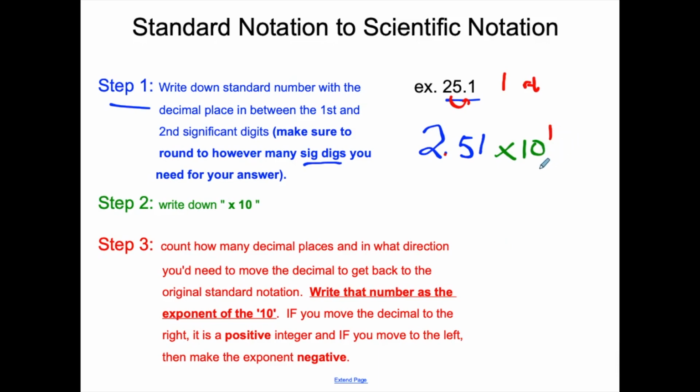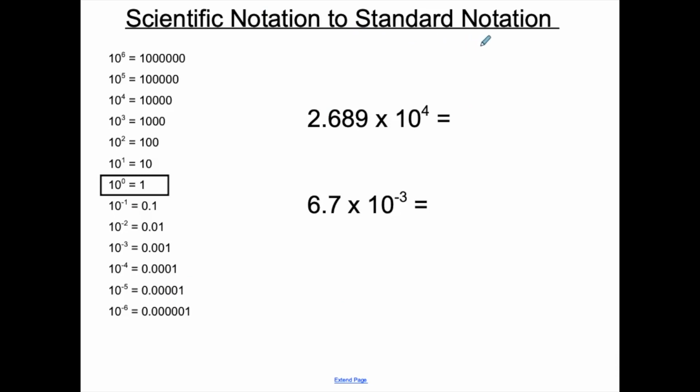It's already assumed positive. If you move the decimal to the left to get back to an original number, which we didn't do here, then it would be a negative integer, or a negative exponent. Okay, so this is actually the completed product here. 2.5 times 10 to the 1 equals 25.1. That is scientific notation. So what about scientific notation back to standard?